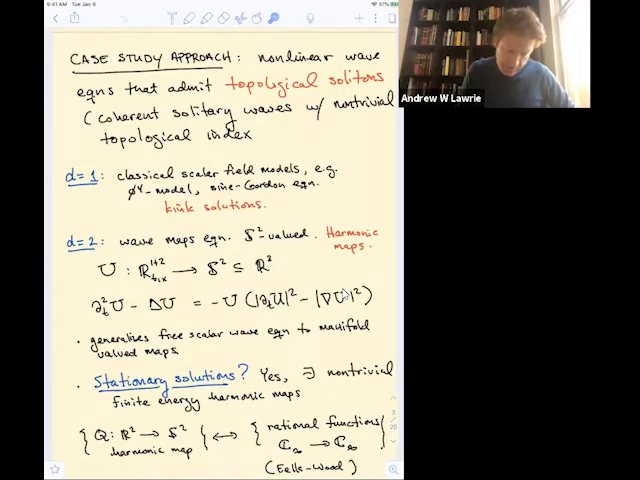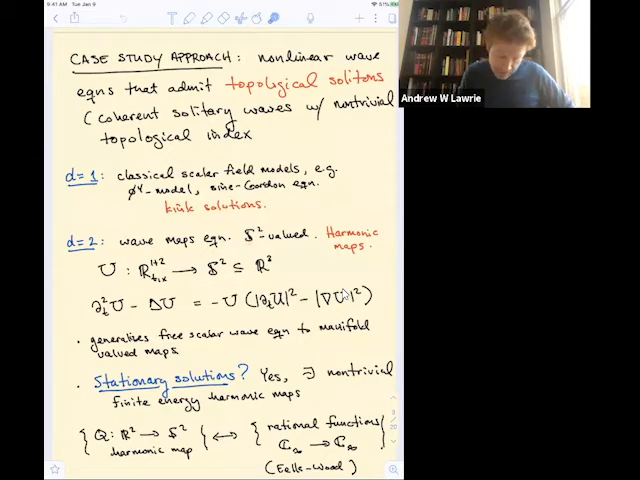These are much studied in the mathematical physics literature. In dimension 1, when d equals 1, there's the typical equation called the classical scalar field model, the phi4 model, and the Sine-Gordon equation. The topological solitons for these equations are called kink solutions. We have some results about this equation, but today I'm going to focus on the setting where d equals 2, and a classical example of a PDE admitting topological solitons is the wave map equation.